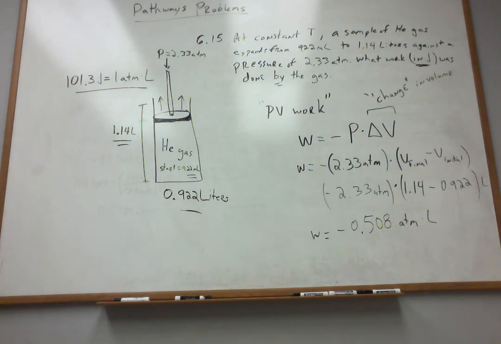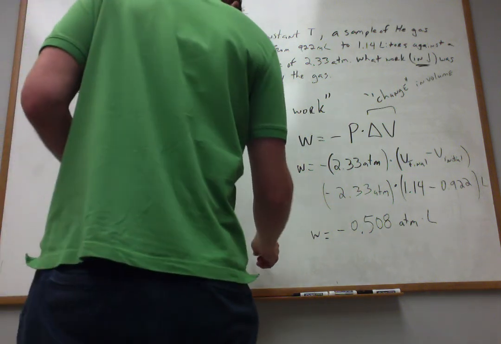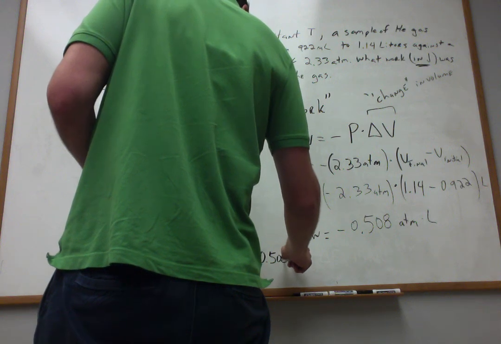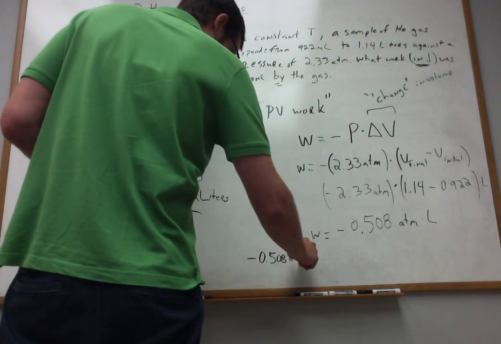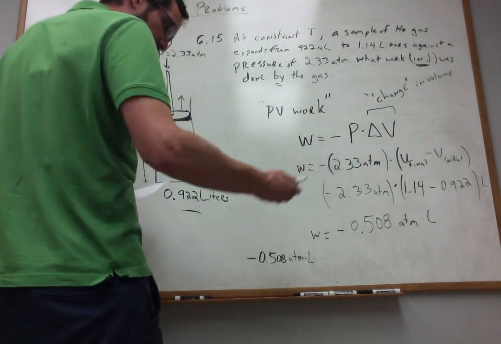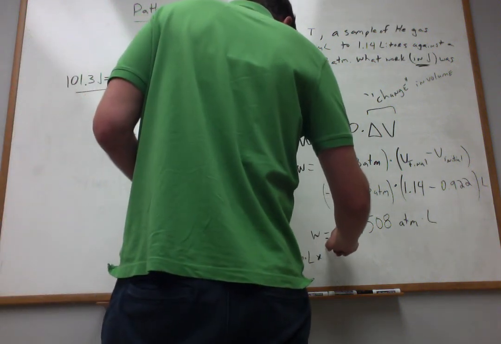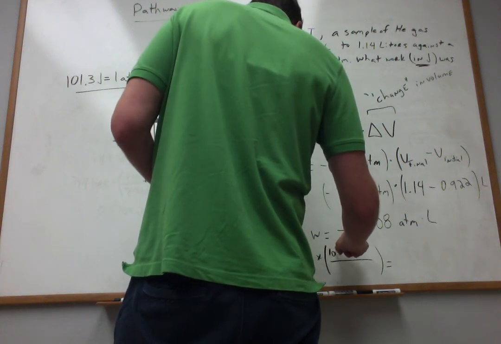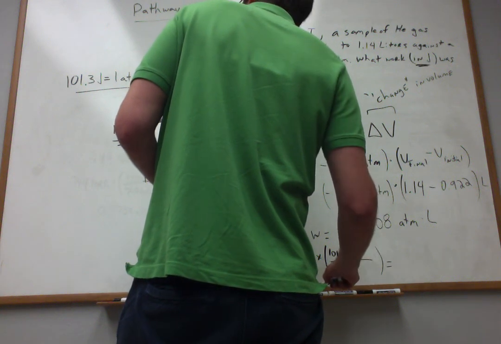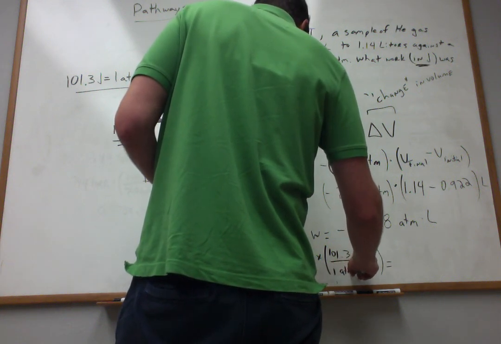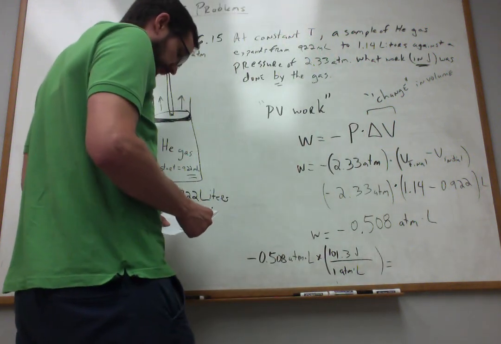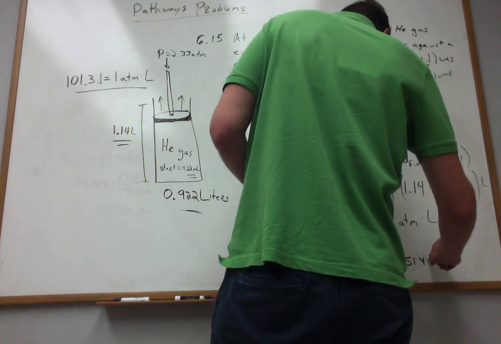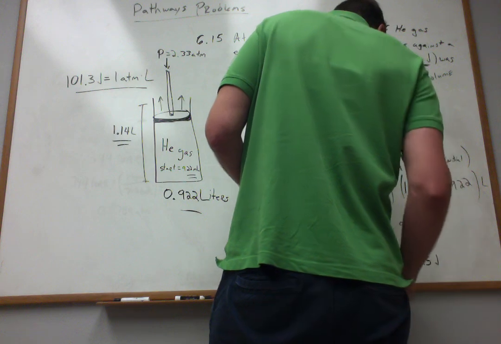This makes our life a lot easier. Armed with this, all I need to do is take my 0.508 atm-liters and convert to joules using the conversion factor. I've been told that 101.3 joules is equal to 1 atm-liter. If I do the conversion, I end up getting negative 51.45 joules on my calculator.